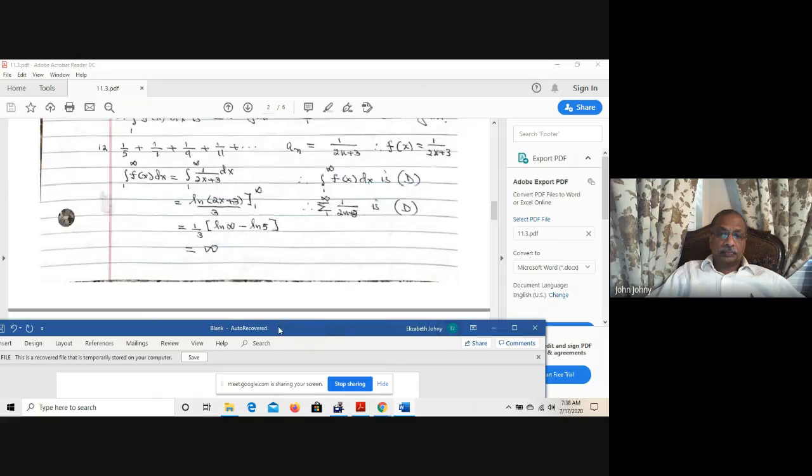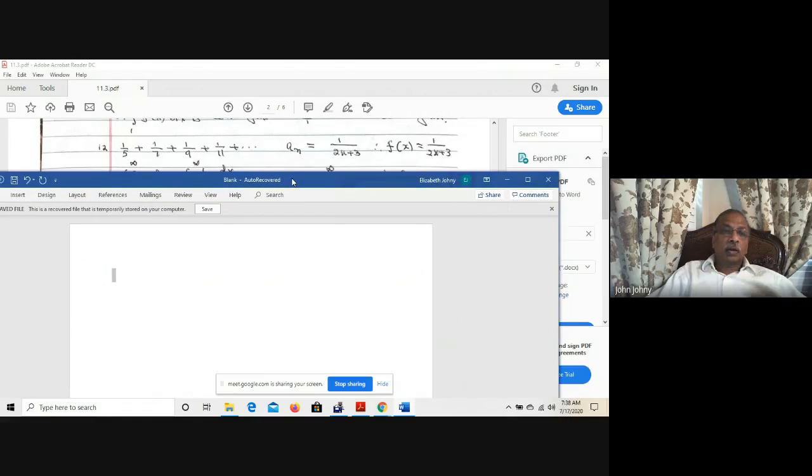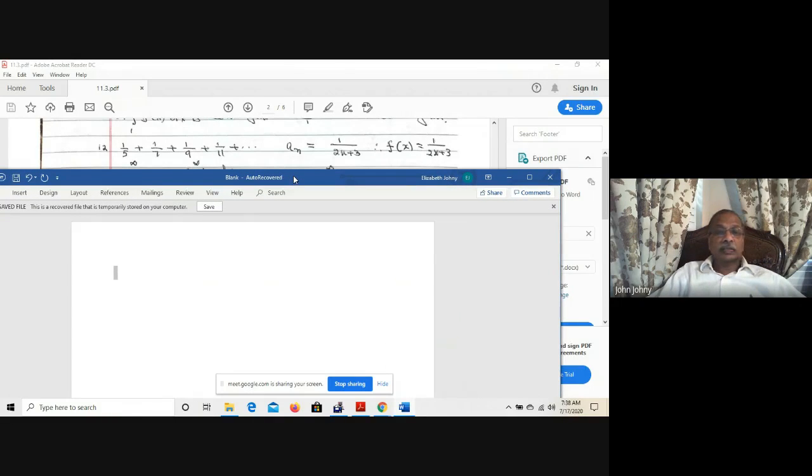Number 12. 1 over 5 plus 1 over 7 plus 1 over 9 plus 1 over 11 plus etc. The denominators are in arithmetic progression, an arithmetic series. So the nth term is 1 over 2n plus 3. You just substitute n is equal to 1. You get 2 times 1, 2, plus 3, that is 1 over 5.